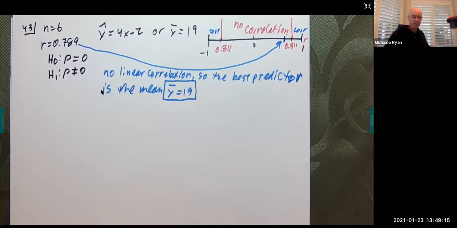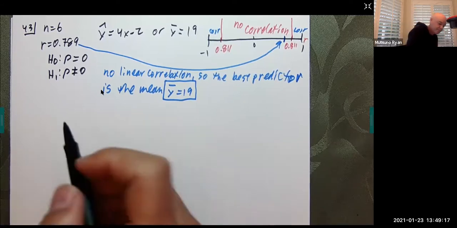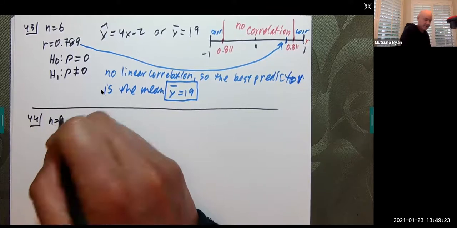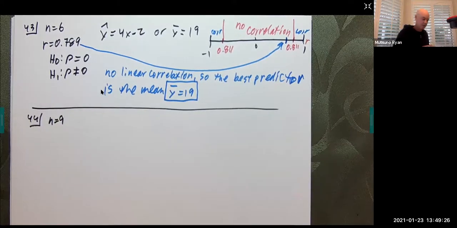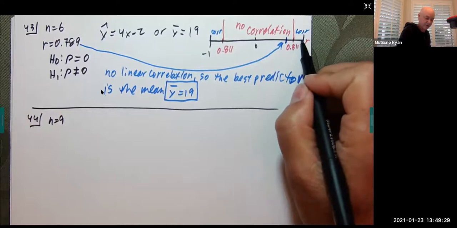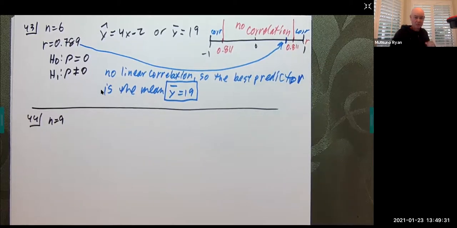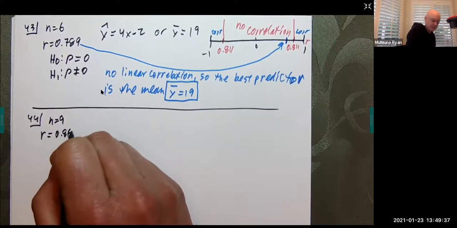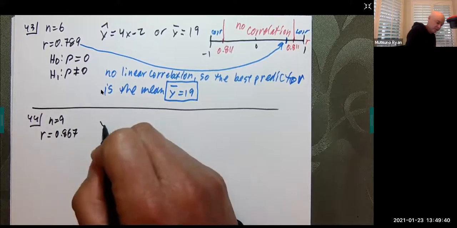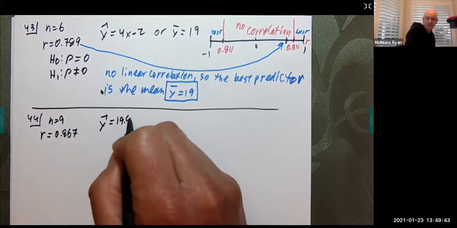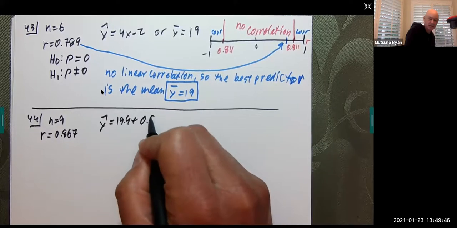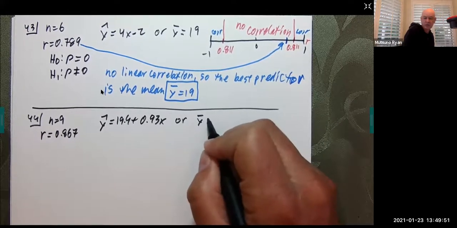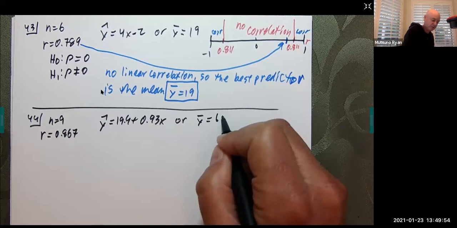All right, 44. N is 9 in this case. Again, they don't give us an alpha, and you'll see why. Notice it didn't matter if I was here or over here. It was still on the inside. N equals 9. We have R is 0.867. We have a linear regression line of 19.4 plus 0.93x, or we would choose X bar if there was no linear correlation, which is 64.7 in this case.